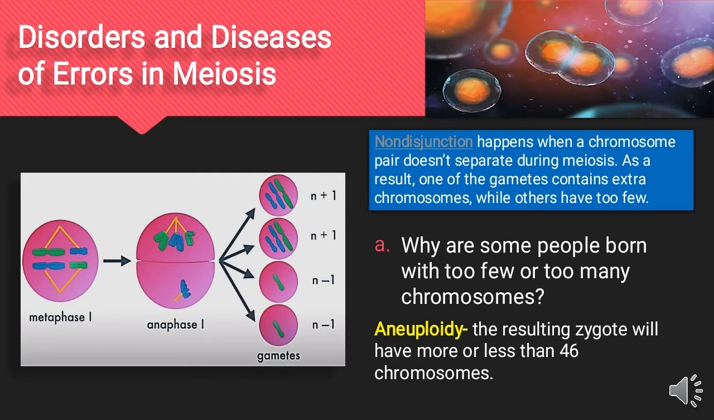Errors during meiosis can alter the number of chromosomes in cells and lead to genetic disorders. DNA evidence shows that all humans are more than 99% genetically identical. The remaining 1% variance in genetic makeup is due in part to mutations that occur occasionally during cell divisions. So let's take a closer look at how this happens.